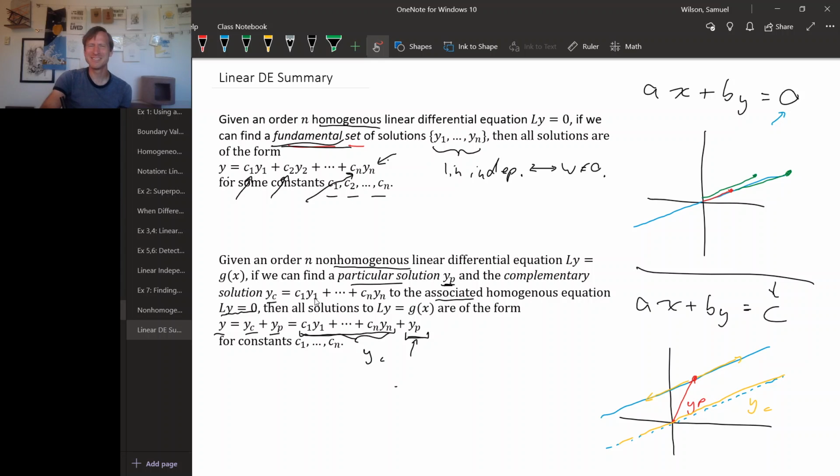But this strategy for solving linear differential equations isn't much of a strategy, because so far we don't actually know how to find a fundamental set for a homogeneous equation, and for a non-homogeneous equation, how to find a particular solution. So we're going to have to spend some time figuring out how we come up with these solutions so we can actually assemble them in the way that we know that we need to.